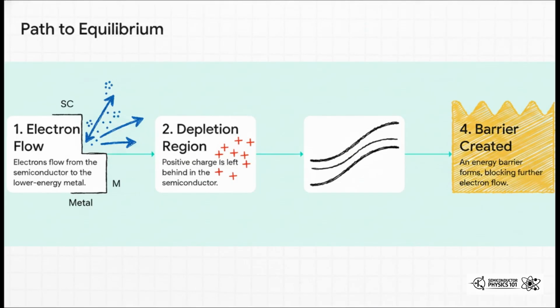So here's how that plays out. The electrons in the semiconductor are sitting at a higher energy level, so the second they touch, they just spill over into the lower energy metal. This flow of electrons leaves behind a bunch of positively charged atoms in the semiconductor, creating something we call a depletion region. All that positive charge actually starts to warp the energy landscape, causing the semiconductor's energy bands to bend upwards, building a hill, an energy barrier, right at that junction.